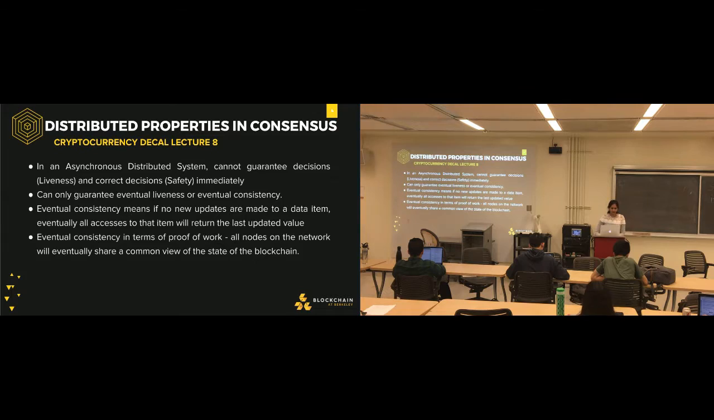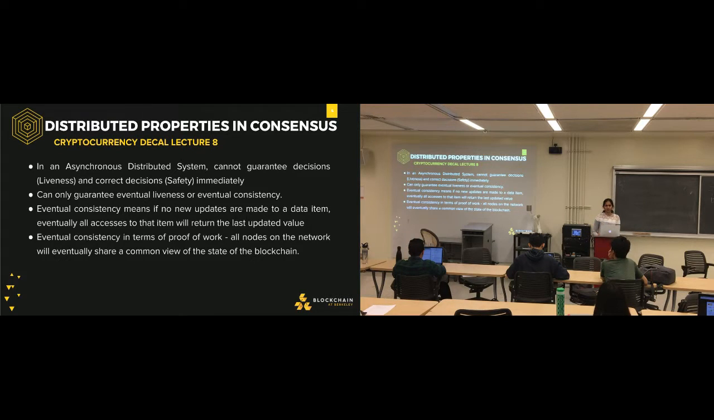But most of what we're going to be focusing on today is how to ensure liveness and safety in different consensus protocols. In an asynchronous distributed system, you cannot guarantee decisions and correct decisions at the same time, like within a time bound. You can only guarantee eventual decisions.